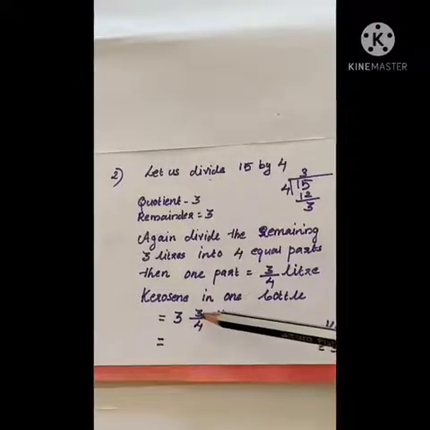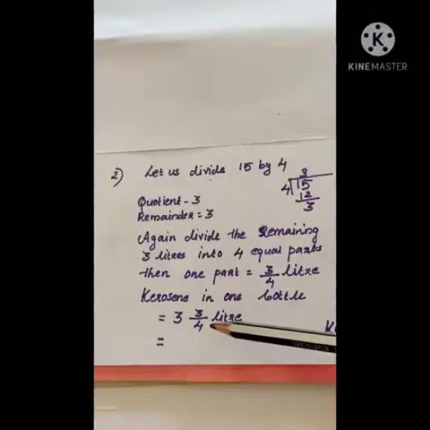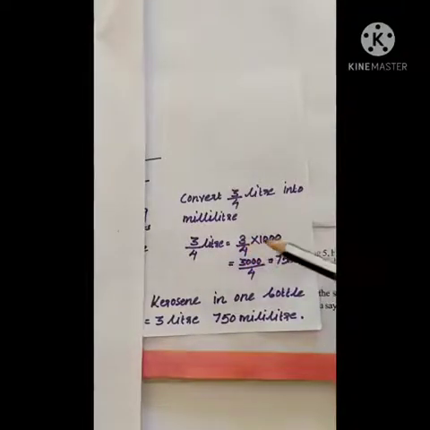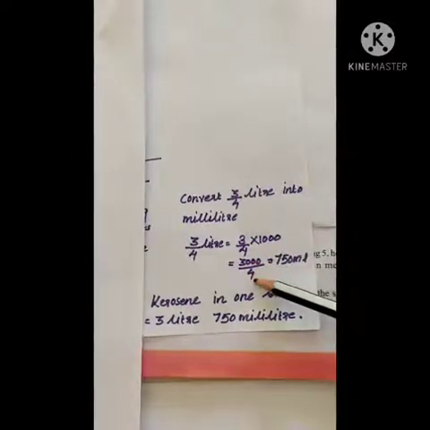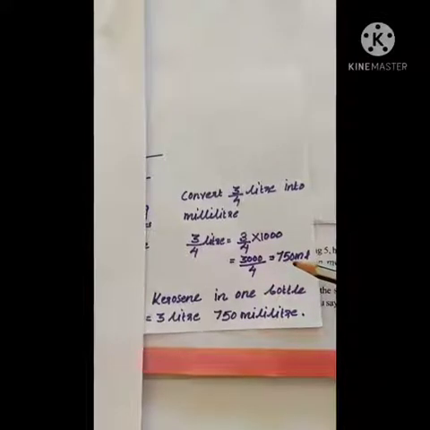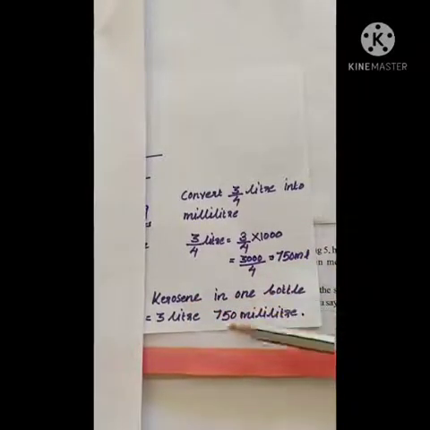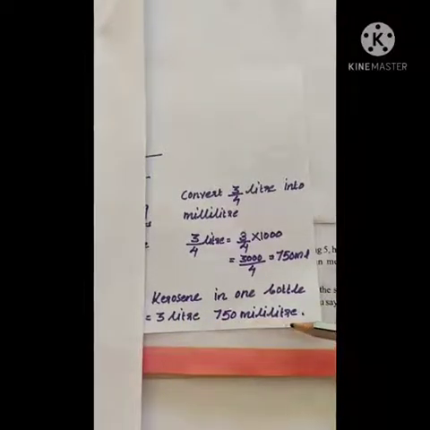So multiplying 3 by 4 into 1000, 3 by 4 liter is equal to 3 by 4 into 1000. That is equal to 3000 by 4, which is equal to 750 milliliter. So we can say that the kerosene in one bottle is equal to 3 liter and 750 milliliter.